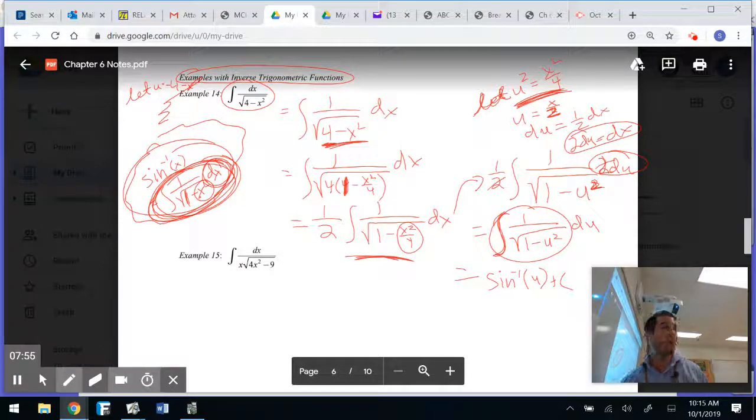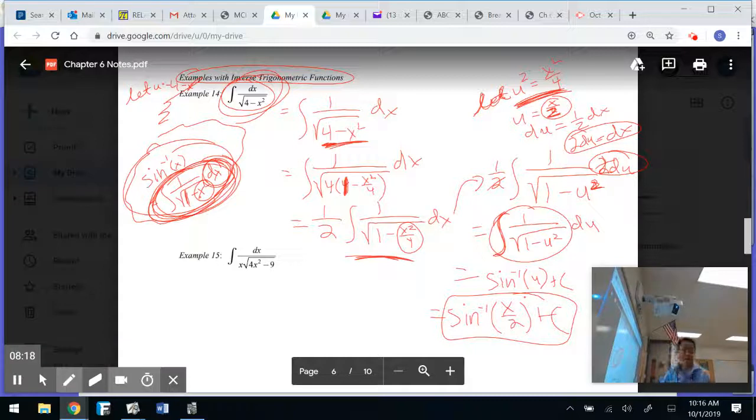Am I done? There's no way I could be done because the original problem had x's in it. And if the original problem had x's in it, my answer better have x's in it. And what is u? Oh, u was right there. It was x over 2 plus c. Done! Oh my gosh, could I possibly have gotten that really, really tough problem right?